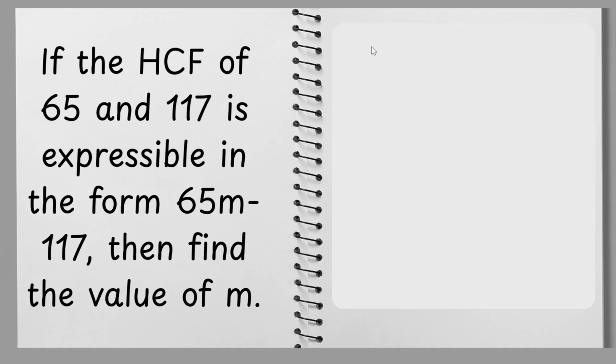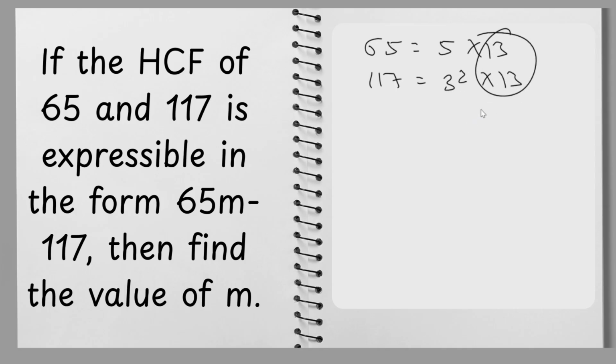So by prime factorization, factors of 65 is what? 65 can be written as 5 into 13 as its prime. And similarly, 117 is what? 9 into 13. So we can write 9 as what? 3 square into 13. Now we have to find the HCF, and clearly HCF is 13 in this case.